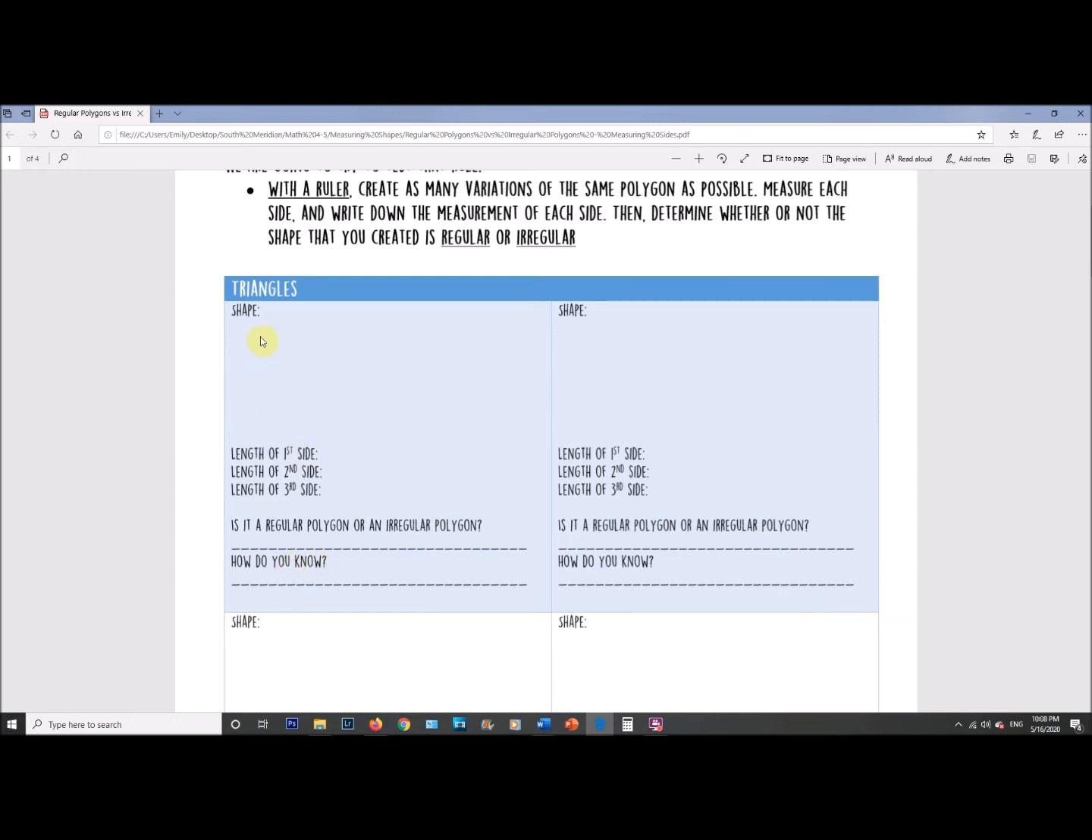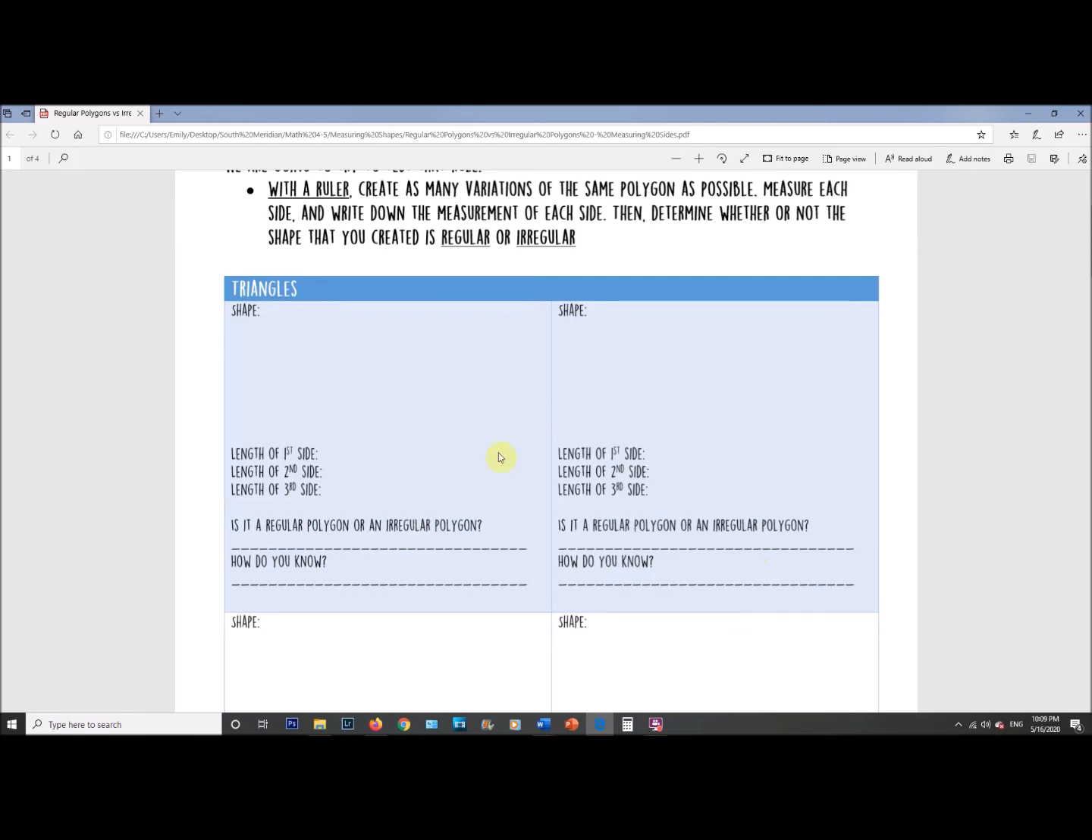If, however, you draw a triangle and it looks super wacky and none of the sides are the same, and you write down the length of the first side is 3 inches, the second side is like 8 inches, and the third side is like half a centimeter. Actually, maybe stick with inches. What you're going to do is then say, is it a regular polygon or an irregular polygon? You're going to write down, it is an irregular polygon, because if the sides are not the same, then it has to be irregular. When it says, how do you know? You're going to say, because the side lengths are different.